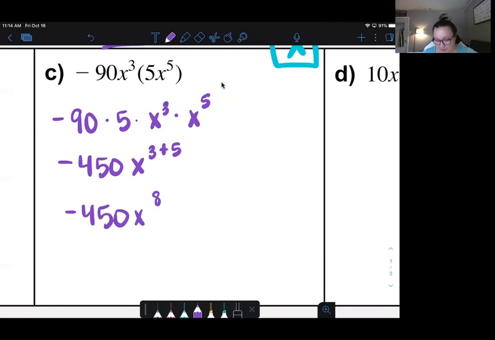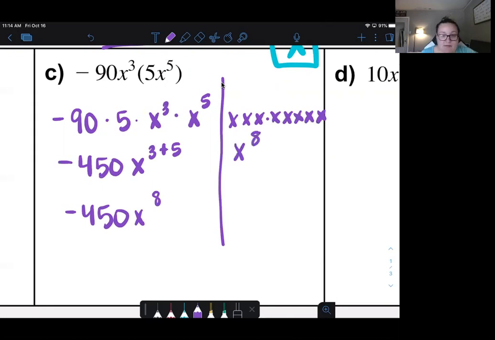If you don't believe me, x to the 3rd times x to the 5th is really x times x times x, and then times 5 x's. Well, how many x's is that altogether? It's a total of 8 x's, so x to the 8th. So our final answer is negative 450 x to the 8th. Your turn.